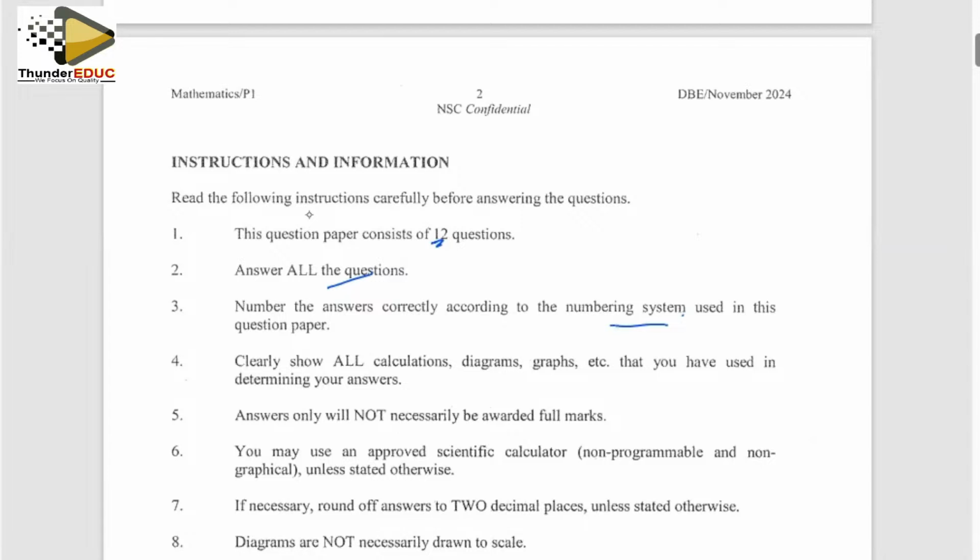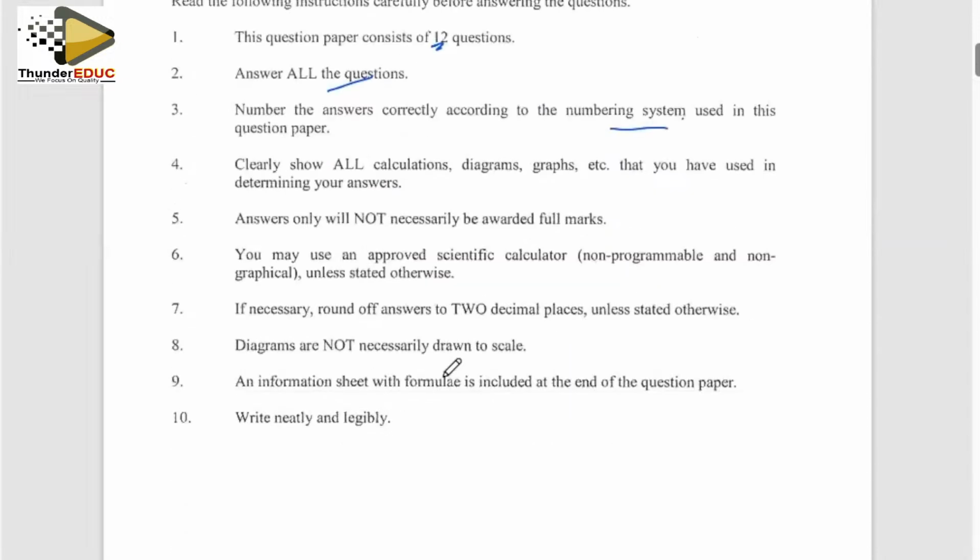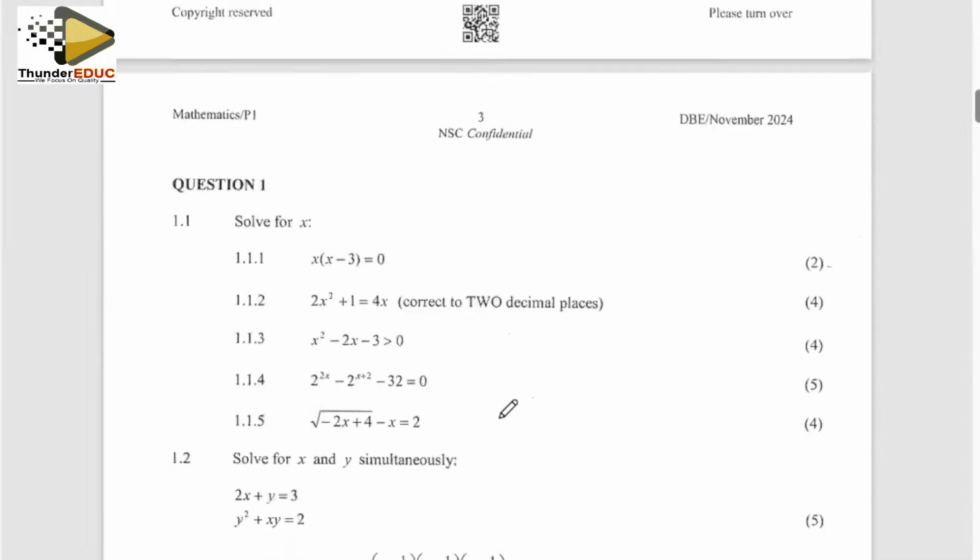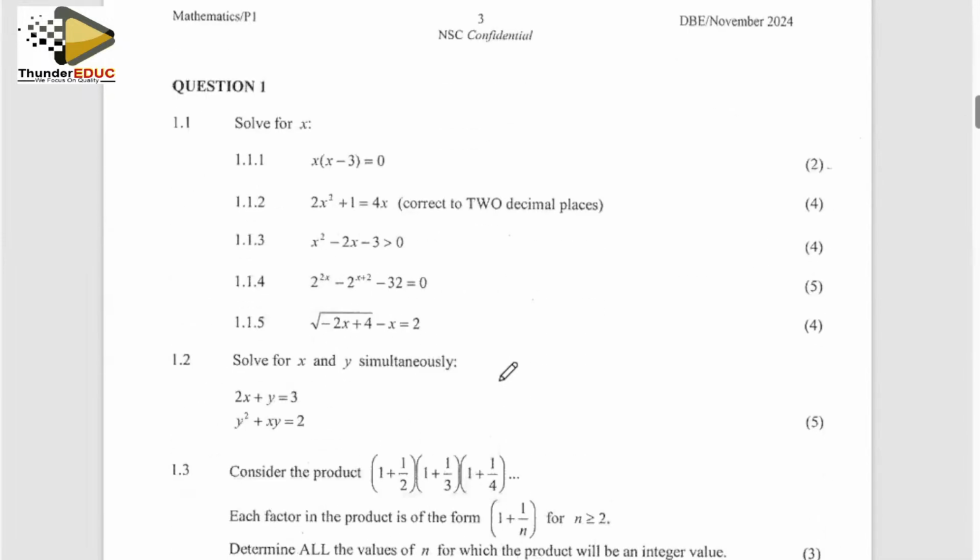Okay, clearly show the calculations, diagrams, and graphs that you have used in determining the answers. So we need to show all our workings. We have the calculator good, and then the rounding off is still 2 decimal places. Diagrams are not accurately drawn, and then we have the information page. All right. So question number 1, as usual, it is the algebra.